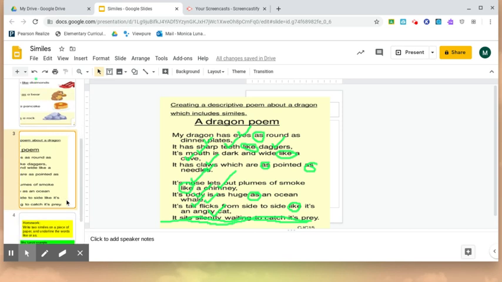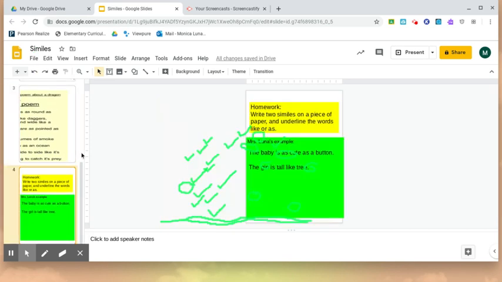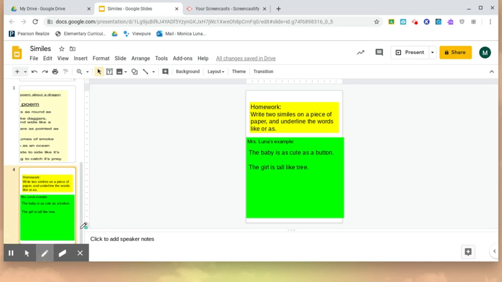So let's go to my third slide. Here is what I need you to do for your homework, okay? I want you to write 2 similes on a piece of paper and underline the words like or as. Here's my example, okay? So I already did my homework. The baby is as cute as a button. And now I am going to underline the word as. Okay, so I'm comparing the baby to a button. It's as cute as a button.